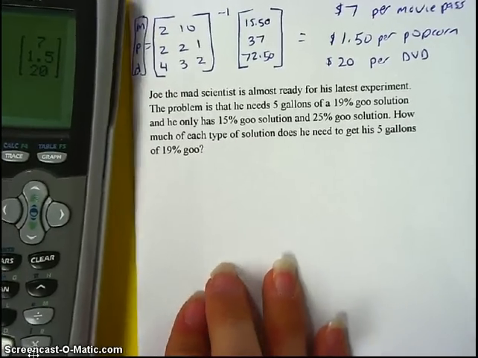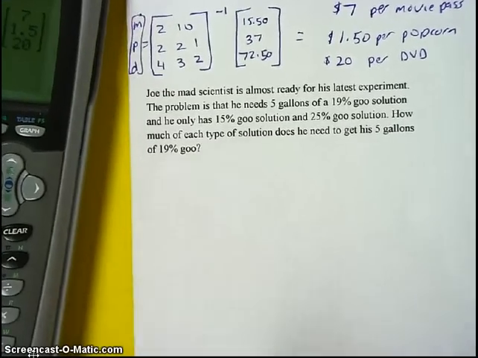Okay, next we have Joe the mad scientist, who is almost ready for his latest experiment. The problem is that he needs 5 gallons of a 19% goo solution, and he only has a 15% goo solution and a 25% goo solution. So he has 2 goo solutions, neither of them are 19%. So how much of each type of solution does he need to get his 5 gallons of 19% goo? So here we only have 2 variables. We have our 15% goo and our 25% goo. We know that we need 5 gallons of this goo solution.